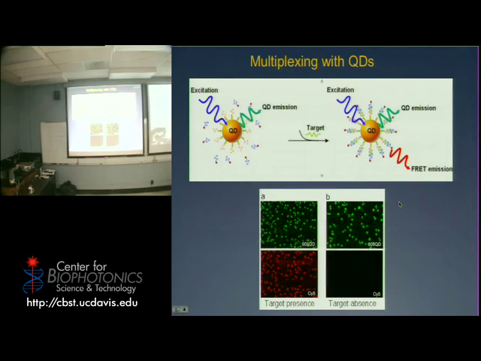And you can imagine if you have many different DNA probes, each of them attached to a quantum dot at a different wavelength, you can use the same assay for trying many, many probes with the same setup.